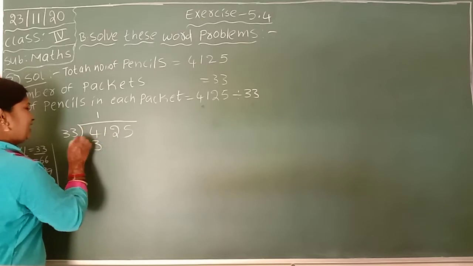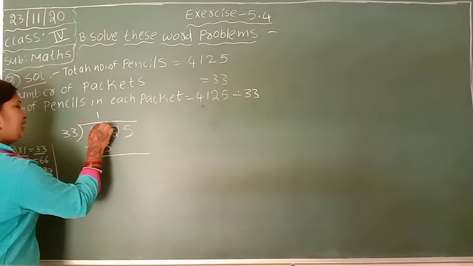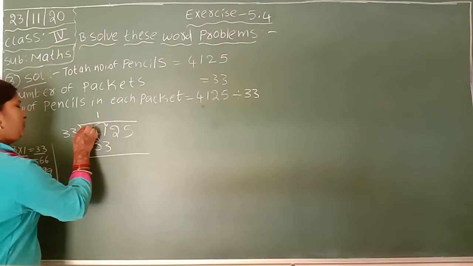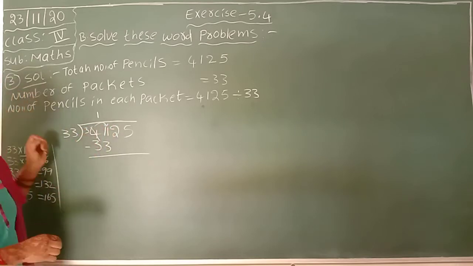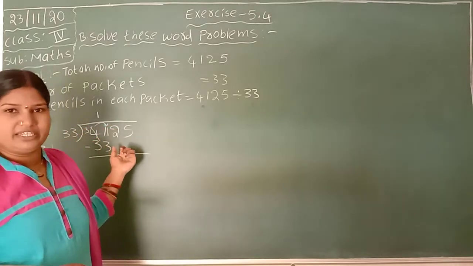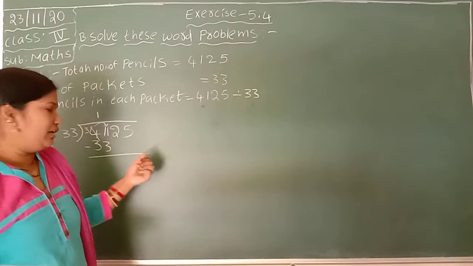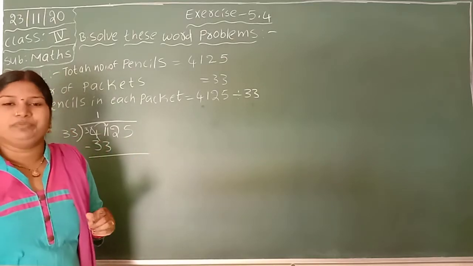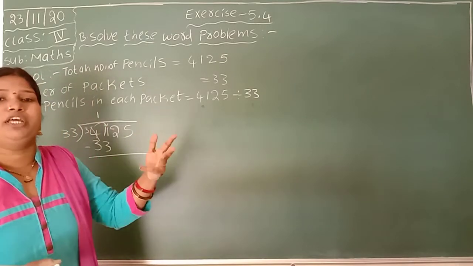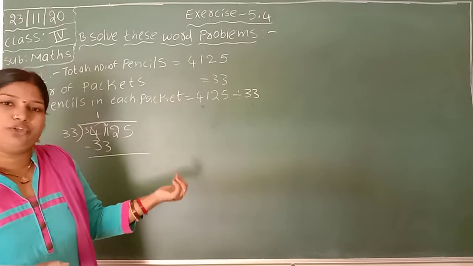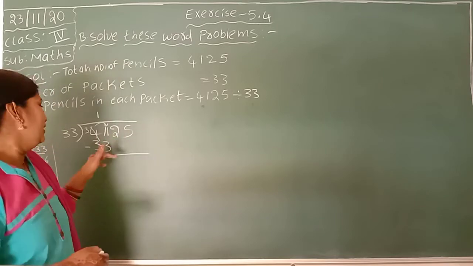41 minus 33. 1 minus 3, take regrouping. 4 giving 1 becomes 3. Here 1 becomes 11. Why? Because here 1 ten is equal to 10 ones. 10 plus 1 is equal to 11. 11 minus 3: keep 3 in the mind, then count up from 3 until you get 11.